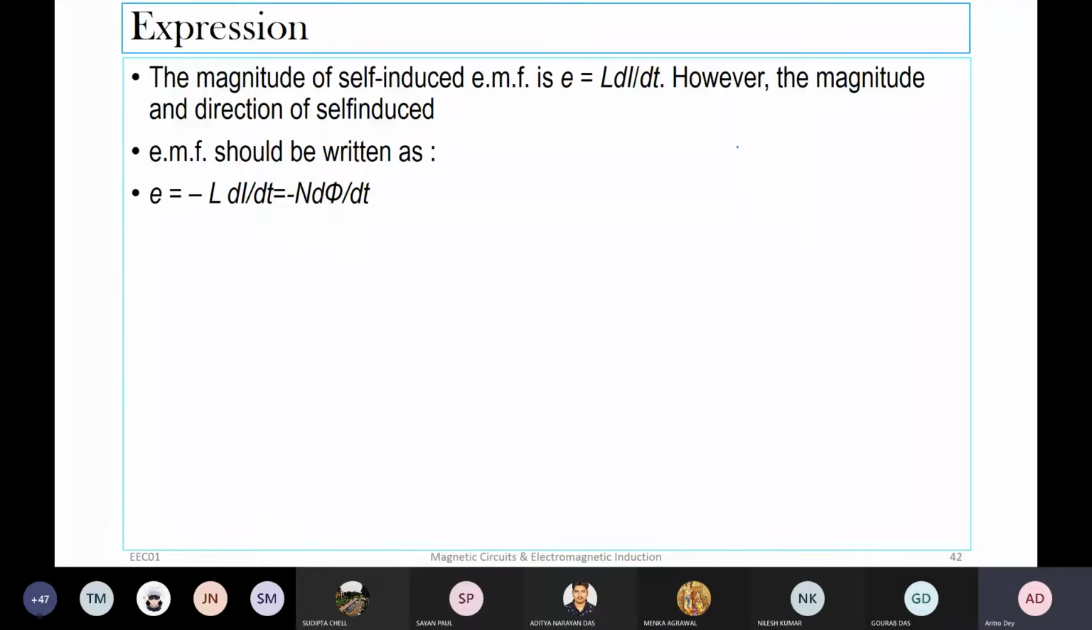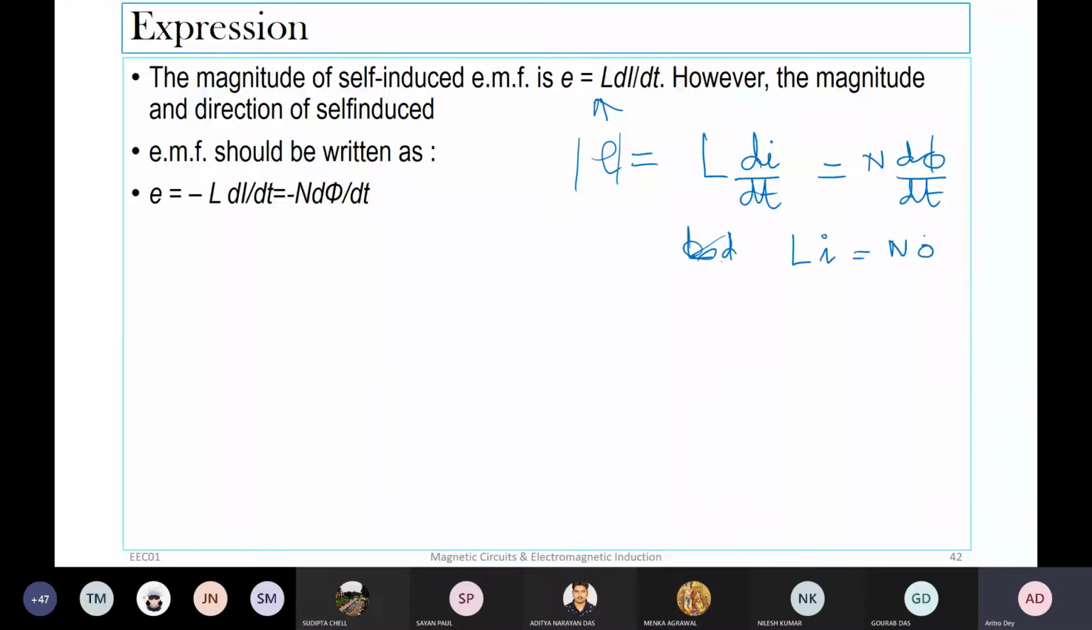Self-induced EMF is trying to nullify the rate of change of current. So it should be proportional to the rate of change of current, and that proportionality constant is your inductance. Magnitude-wise, we can write that the magnitude of E is equal to L into di by dt. And as per Lenz's law, we can write N into d phi by dt. So if we integrate, then we get L into I equal to N into phi. Then inductance L can be written as N phi by I, isn't it? This is the expression of the inductance.